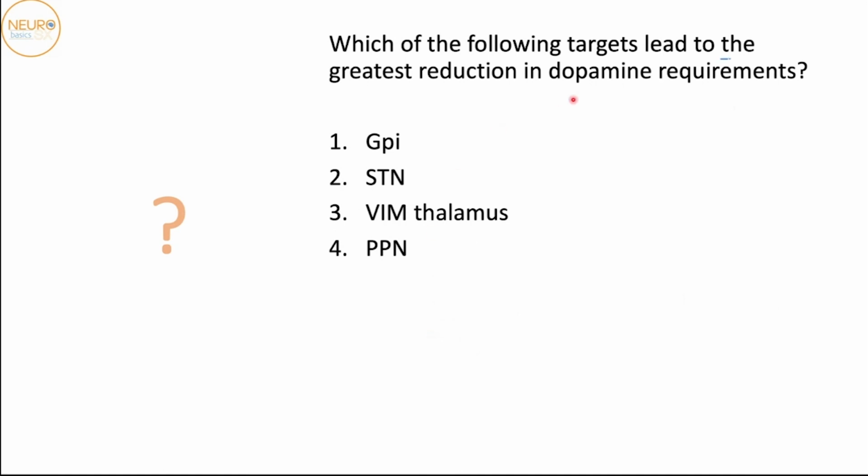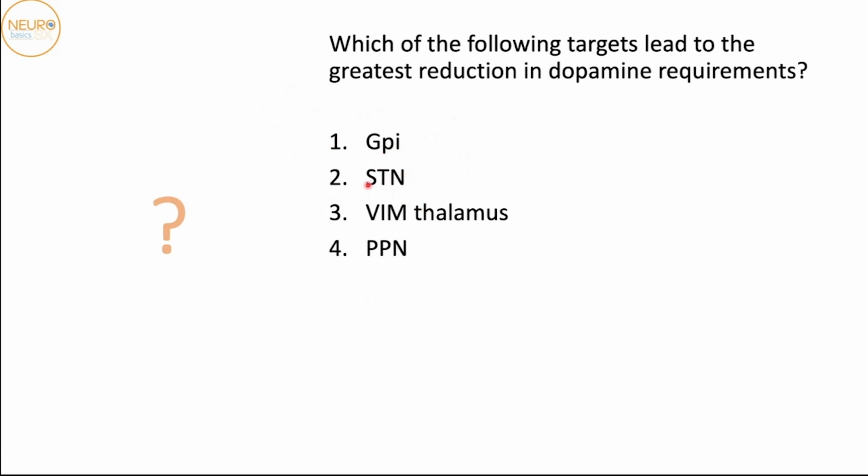So second question is, which of the following targets lead to the greatest reduction in dopamine requirements? GPI, STN, Vim thalamus, or PPN? So the answer is GPI. This again, this is where confusions can arise. The only two important targets in DBS are GPI and STN. GPI, I'm sorry, the answer is STN, not GPI.